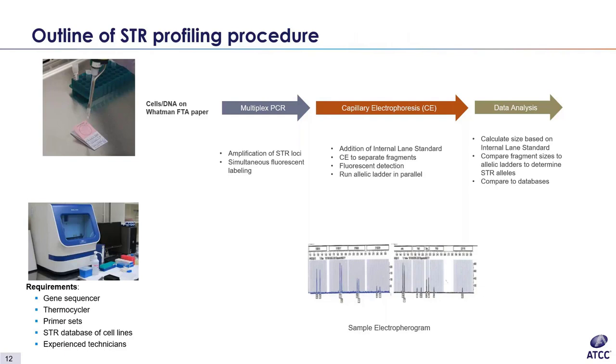Now I will run through the procedure. It all starts with a sample of DNA. You add fluorescent dye and amplify the DNA using multiplex PCR with primers to the various loci. We then perform capillary electrophoresis using a size standard run in parallel with an allelic ladder that corresponds to validated alleles. The result is an electropherogram like so.